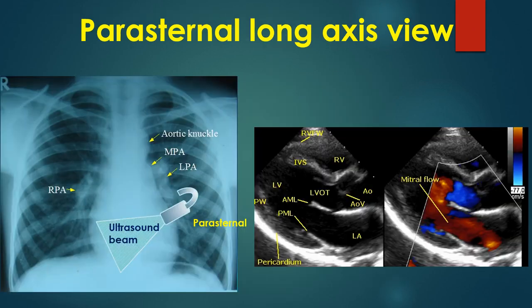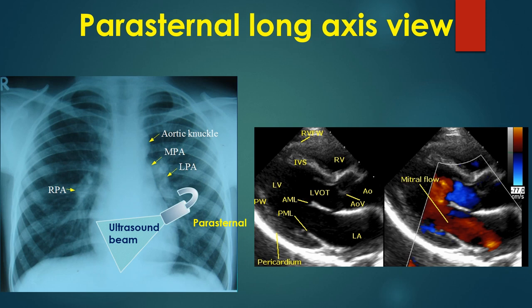First view to be obtained is often the parasternal long axis view. This view images the heart from the base to apex long axis view. Transducer is placed in the left parasternal region and fine adjustments in angulation are made till a view similar to the left panel is obtained. Exact position and angulation will vary between individuals.